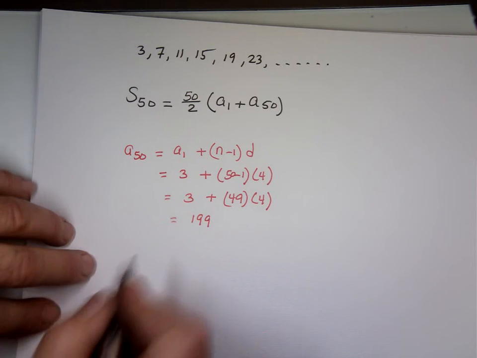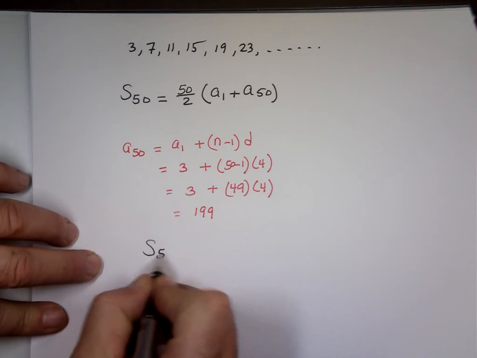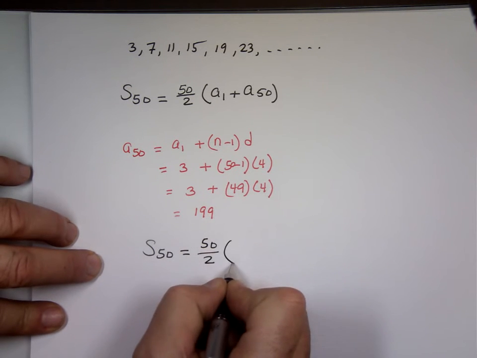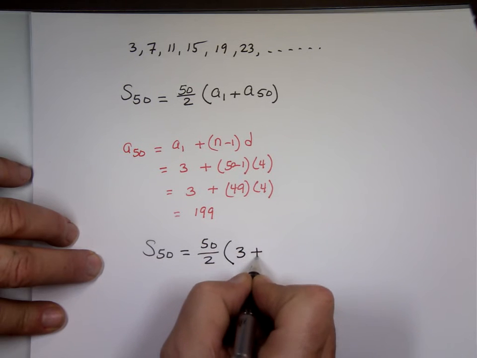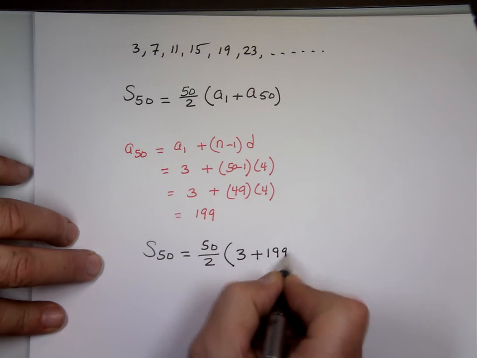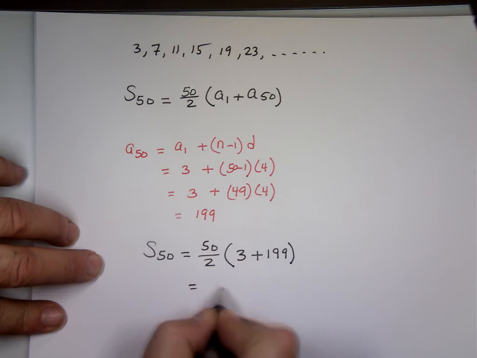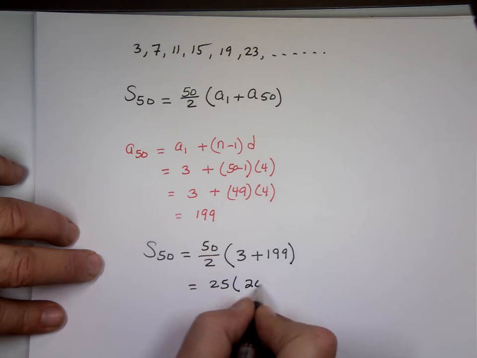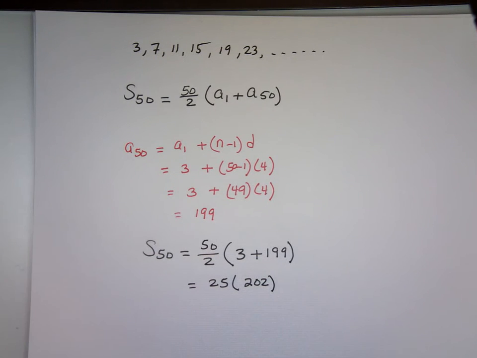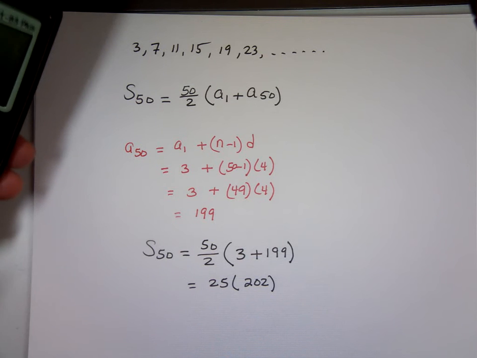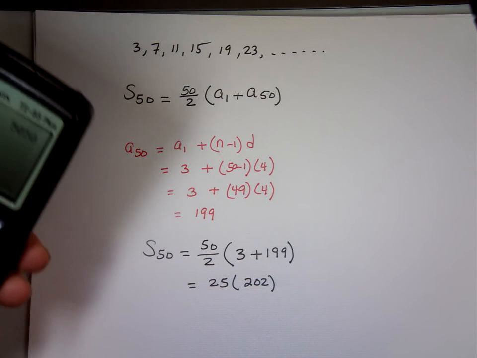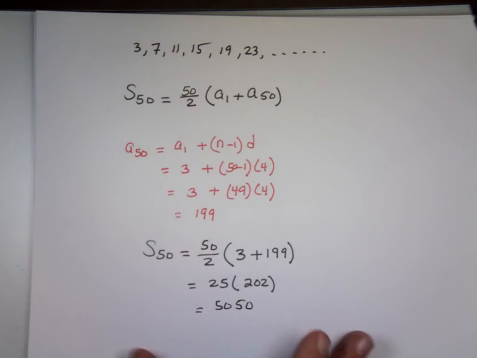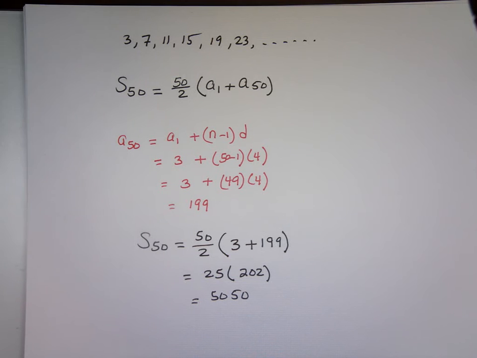Now can we find the S50, the sum of the first 50 numbers? It's 50 over 2. A1, the first number, is 3. The 50th number is 199. 25 times what? 3 plus 199, which is what? Is that a 202? 202 times 25, 50. That's the sum of the first 50 numbers.